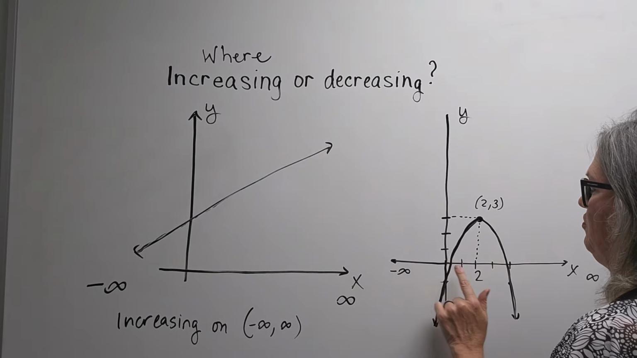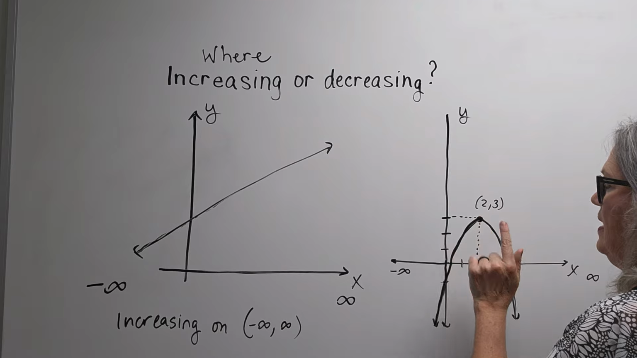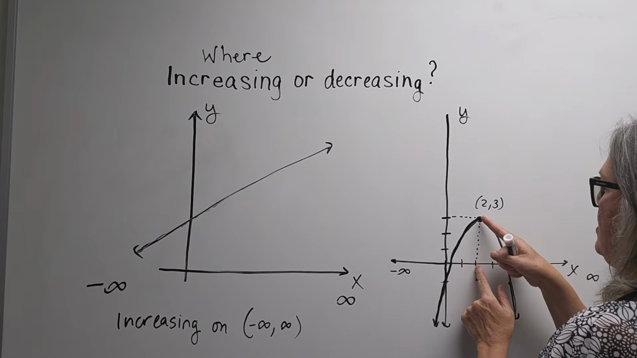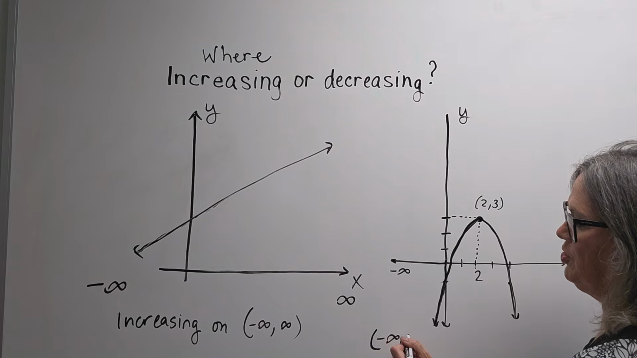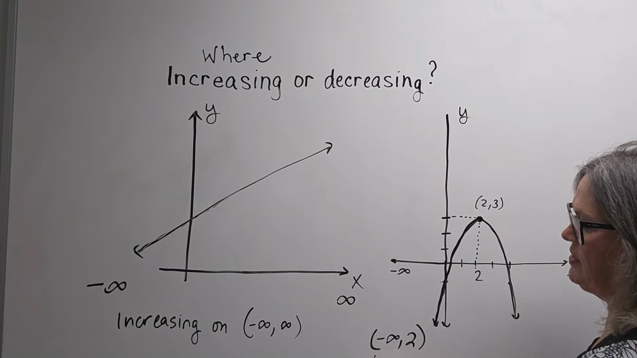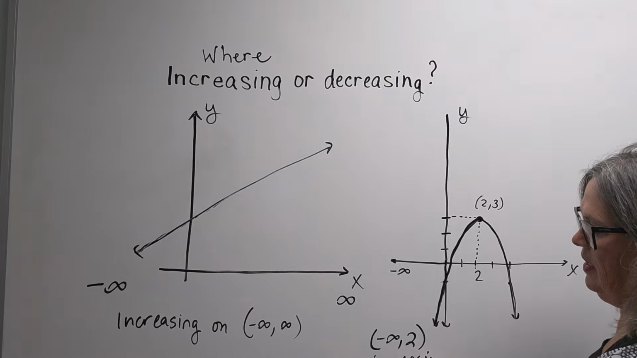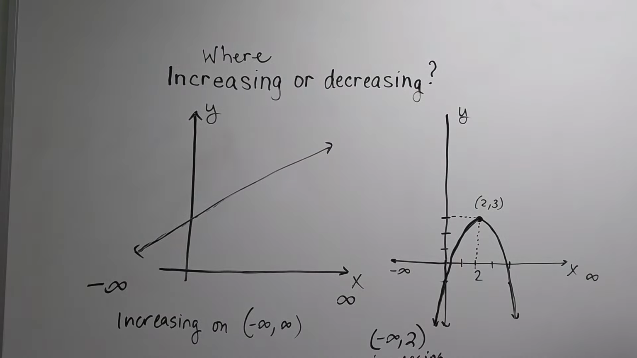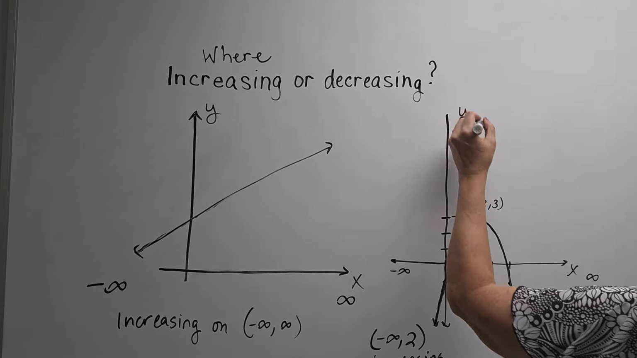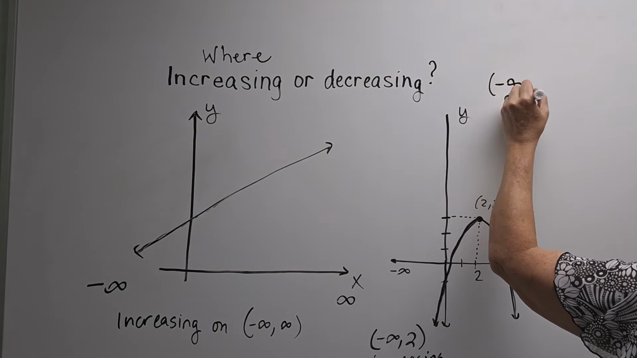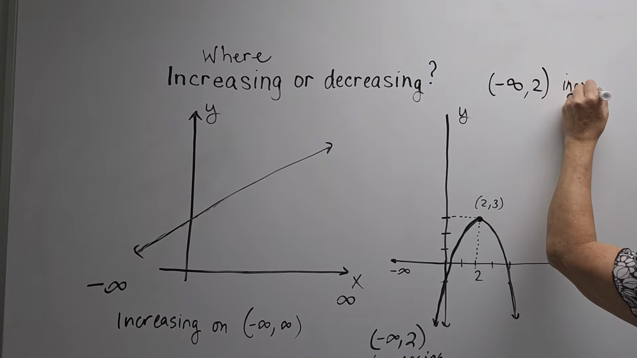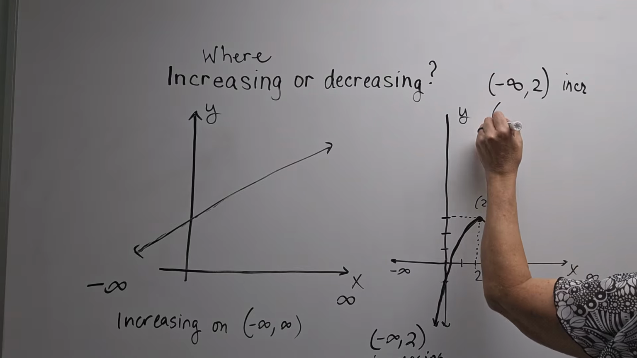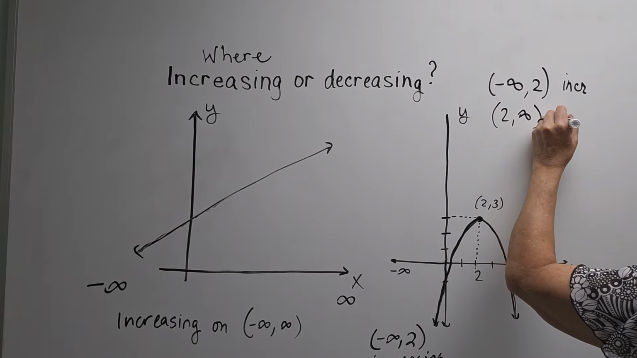So from negative infinity up to 2, it's increasing. And then at this point, it starts decreasing. So from minus infinity to 2, it's increasing. And you can't see my writing, so I'm going to rewrite that. All right, so from minus infinity to 2, it's increasing. And then from 2 to infinity, it's decreasing.